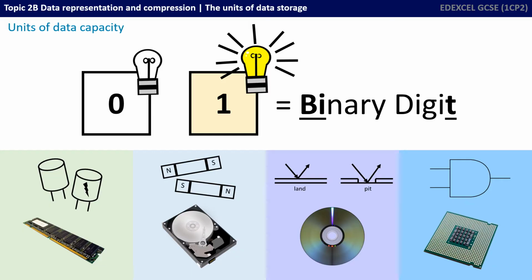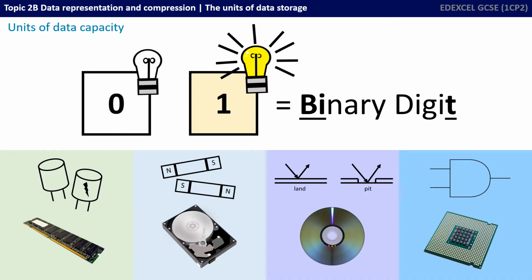For example, capacitors that store a charge or don't store a charge in RAM to represent a 1 or a 0. Magnetic north and south poles in hard drives, pits and lands on Blu-ray discs, current or no current with logic gates. This is because it's much easier and therefore cheaper to manufacture electronic component units with just these two states. However, this means that everything, literally everything, must be stored with only zeros and ones, known as a bit or a binary digit.